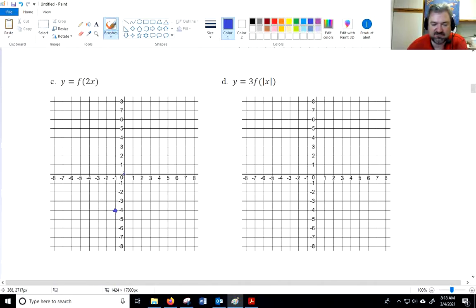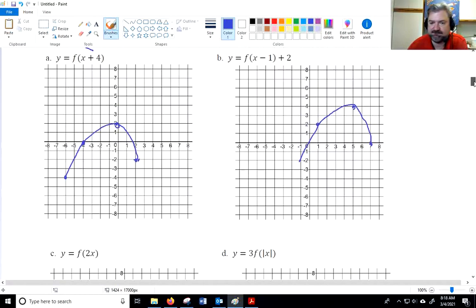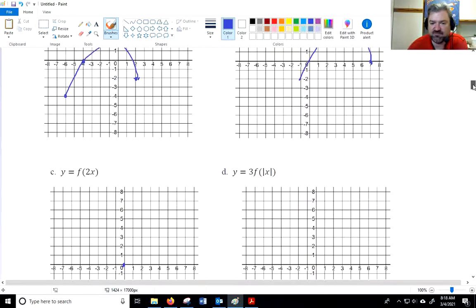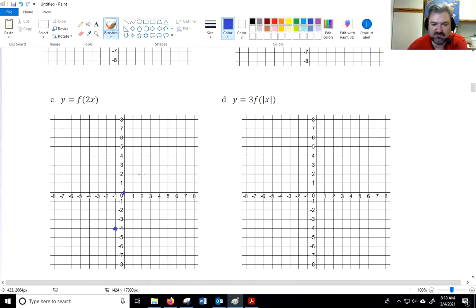0, 0 is still the same. And then we had 4, 2 is now going to be a 2, 2. And we had 6, negative 2, which is now a 3, negative 2. So it's almost the same shape, but it has been squeezed together.